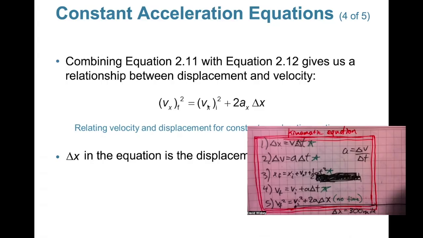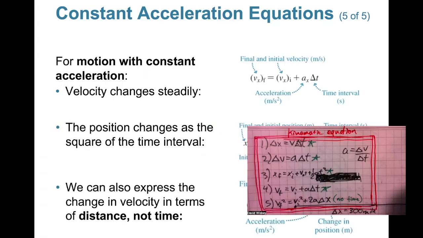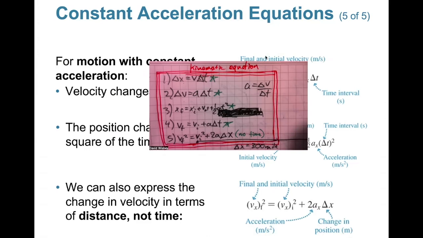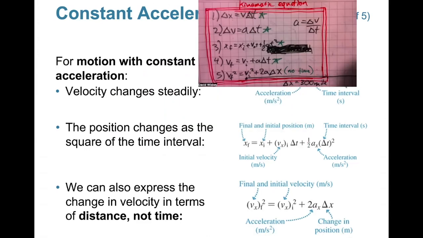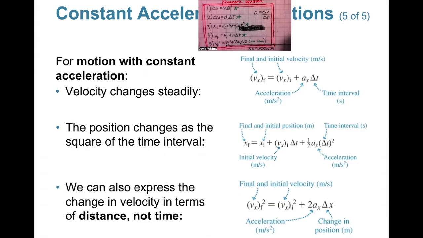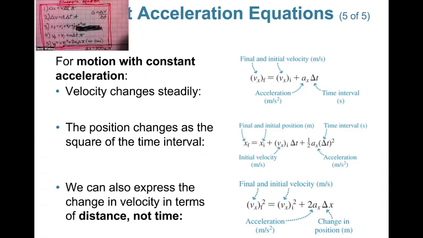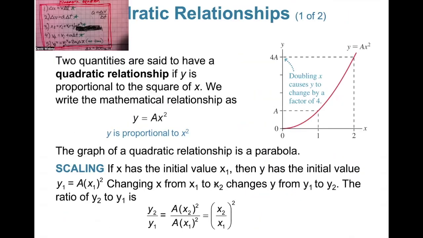All right, so let's do an example with this one. I'm going to shrink this down here and put my card over here. For motion with a constant acceleration, velocity changes steadily. The position changes as the square of the time interval. We can also express the change of velocity in terms of distance, not time. Yes, that is all true.